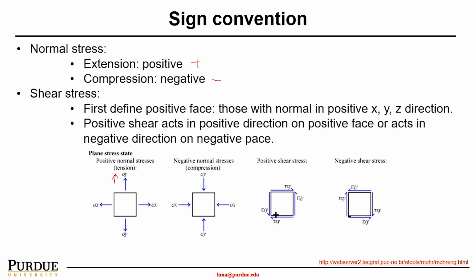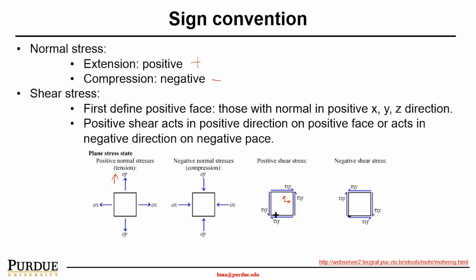On shear stress, first you have to define the positive face, those with normals in the positive X, Y, Z direction. For instance, in this case, I define the X direction here as positive X direction, and the Y direction here is positive. So in this case, the shear stress tau XY in the positive X direction is positive, and in the positive Y direction is positive.